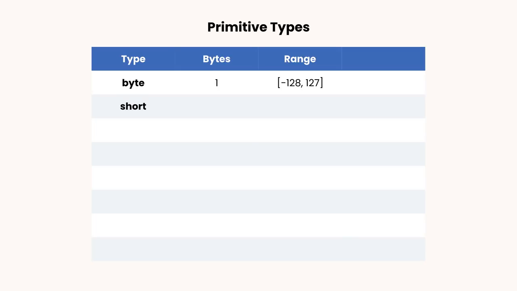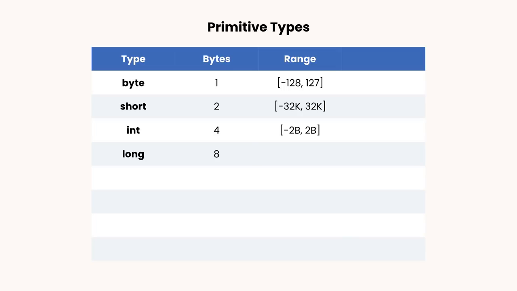Next we have short, which takes 2 bytes, and with this, we can store values up to 32,000. Next, we have integer, which we have seen before. Integers take 4 bytes of memory and allow us to store values up to 2 billion. Then we have long, which takes 8 bytes, and with this, we can store even larger numbers.